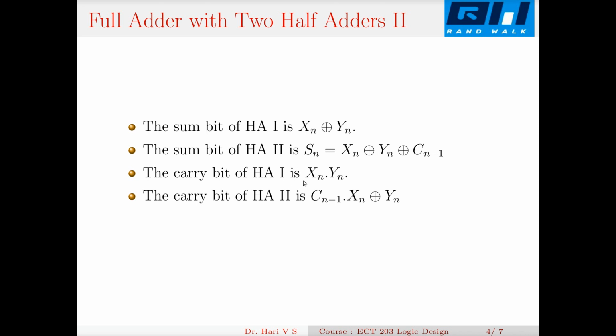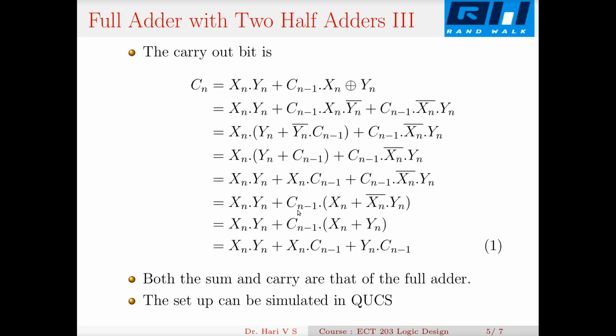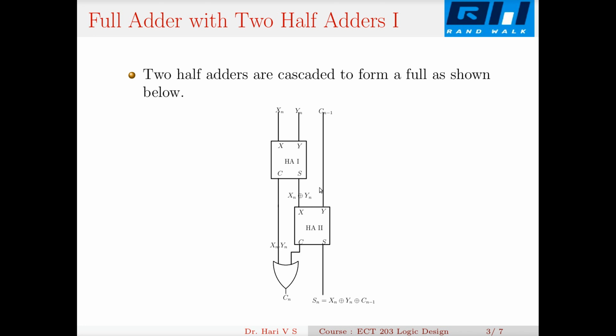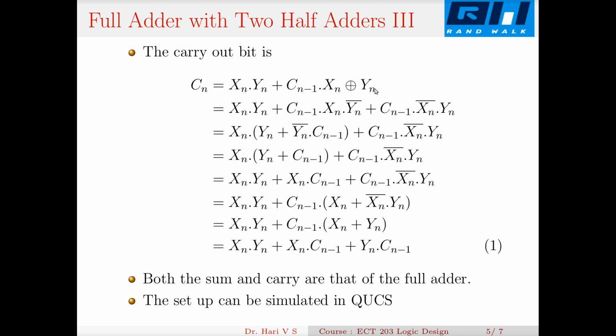Now half adder 1, this is cn minus 1, xn, yn. So what is the carry output? It is xn and yn, or cn minus 1 and xn xor yn. So if I expand this, it is xn yn or cn minus 1 and xn yn complement, or cn minus 1 and xn complement yn. So if I take xn as a common term, this becomes xn times yn or yn complement cn minus 1, or cn minus 1 and xn complement yn. This is yn or yn complement cn minus 1, it becomes yn or cn minus 1. Okay, xn and yn or cn minus 1, or cn minus 1 and xn complement yn.